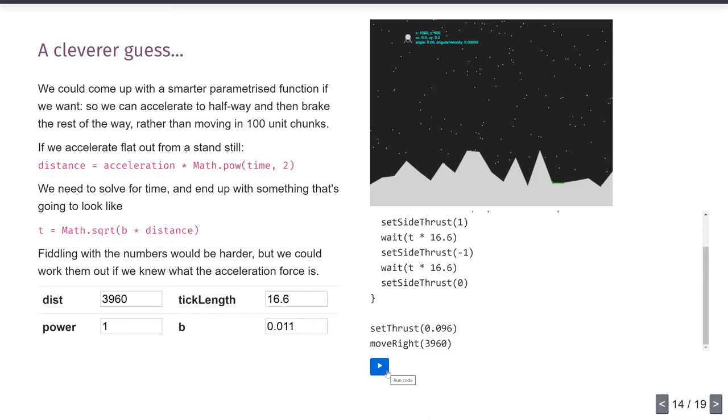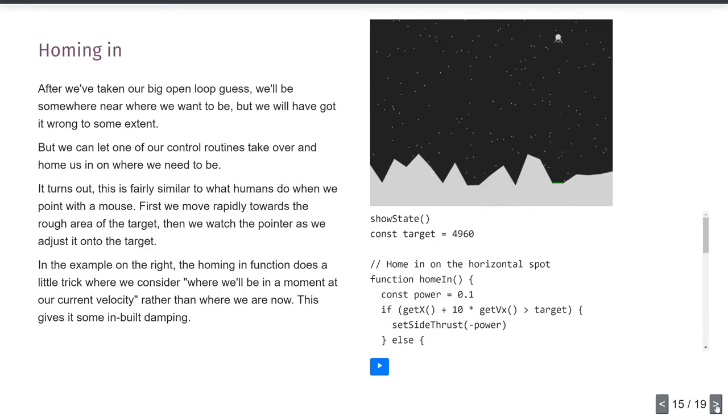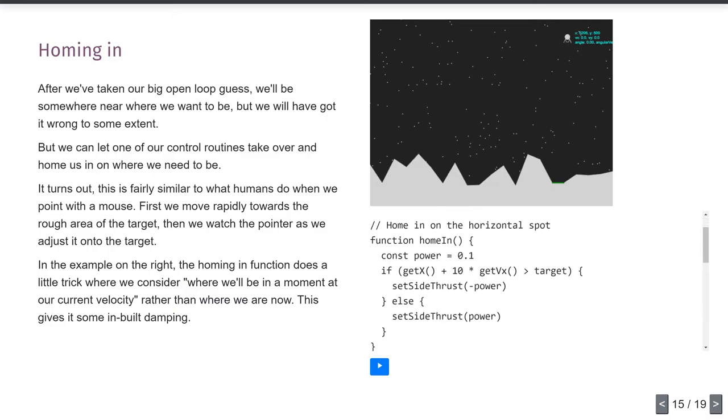But that's okay, because what we can do is, after we've taken our big open loop swoop to get vaguely into the ballpark, we can then start homing in on the target. So this one I've set up so that our lander starts somewhere that is slightly different each time, but is in the ballpark of this landing pad. And so what we're going to do is have a little home in function that is going to adjust our position sideways to try and hit the pad.